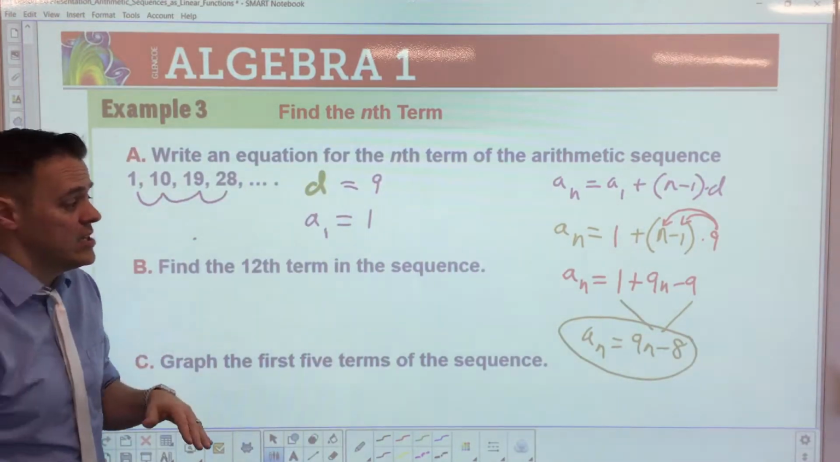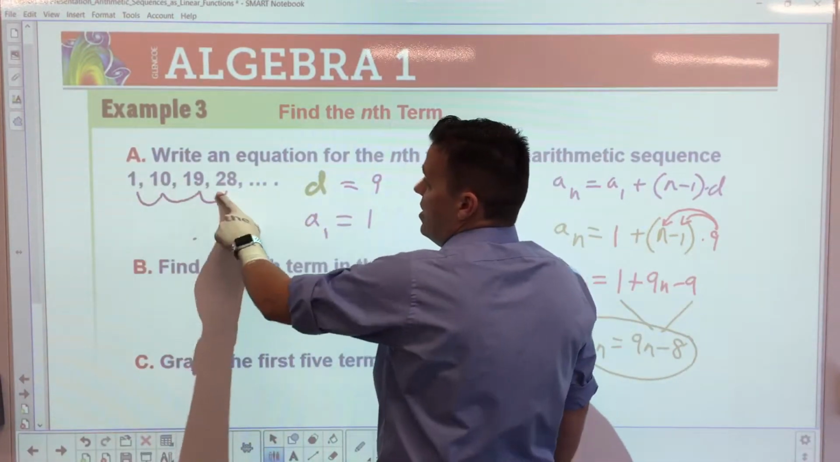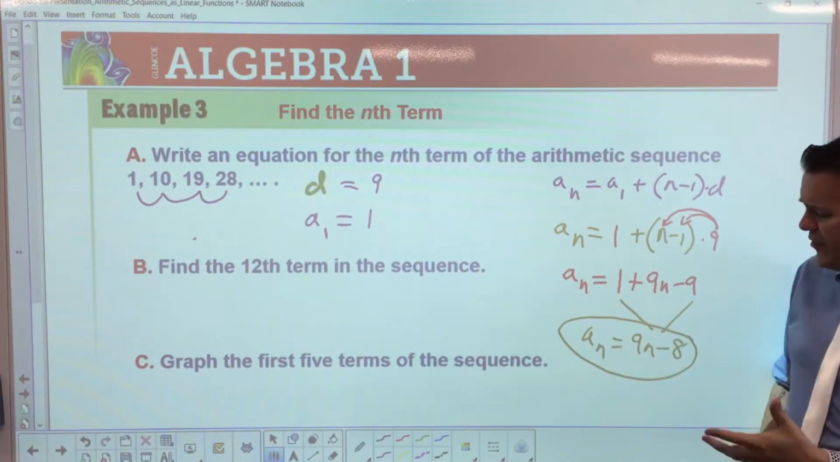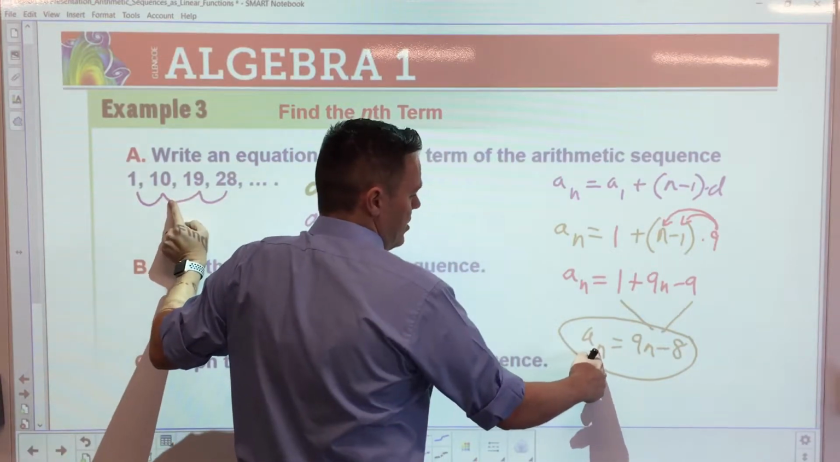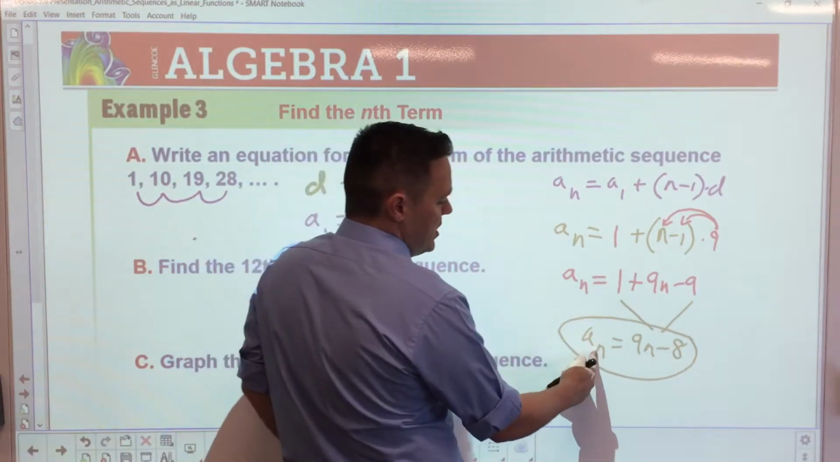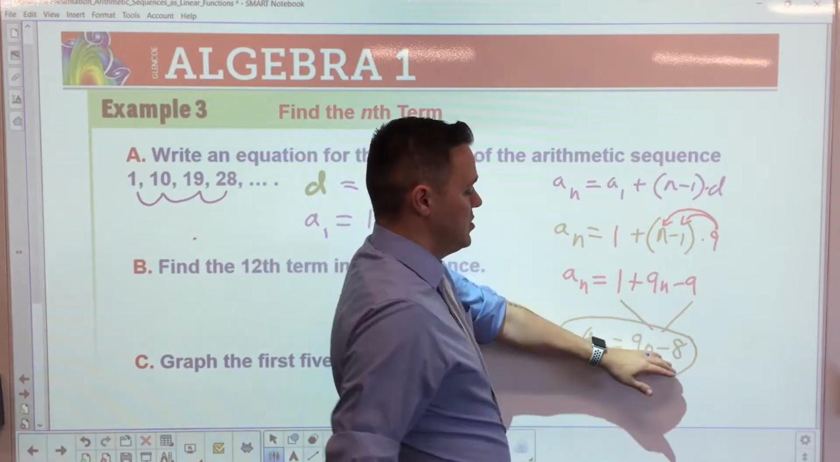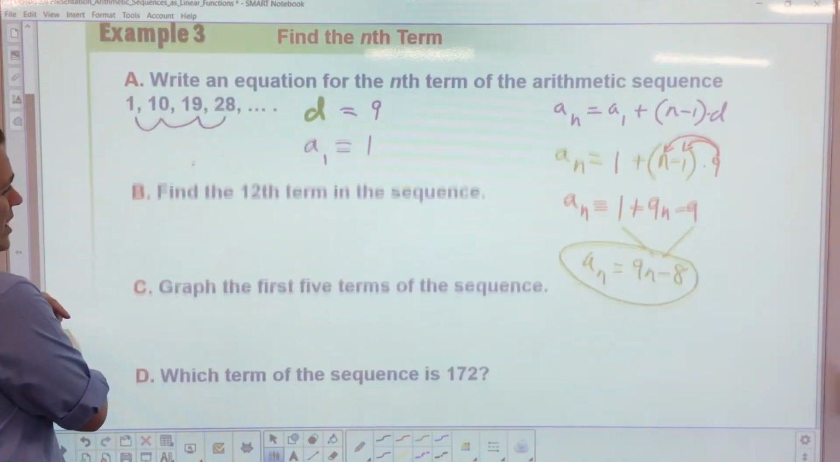What I want to make sure you guys know is that in this sequential line, this is our equation that helps us find any number value. If you were to test it, if I put in an a2 here, if I put in a 2 in here, the 2 goes into here, so it'd be 9 times 2, which would be 18. 18 minus 8 is what? 10.